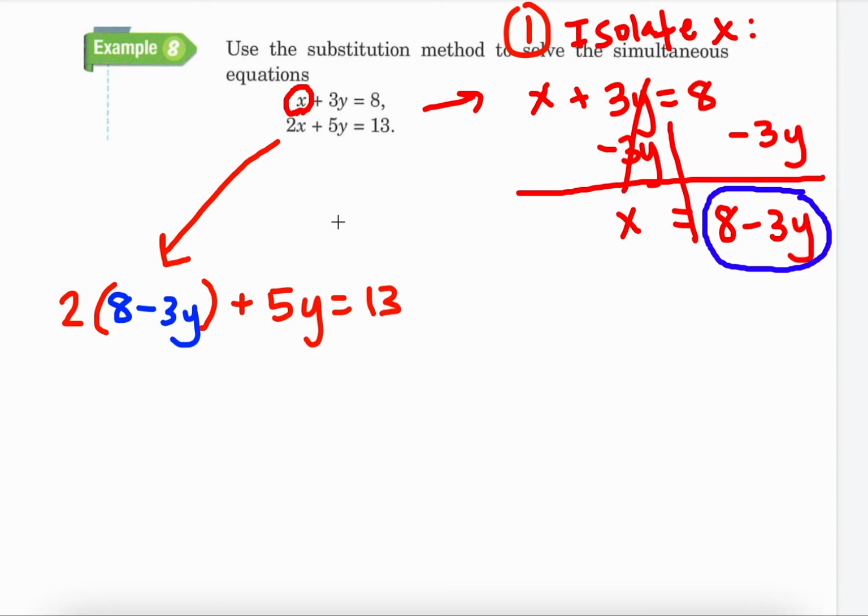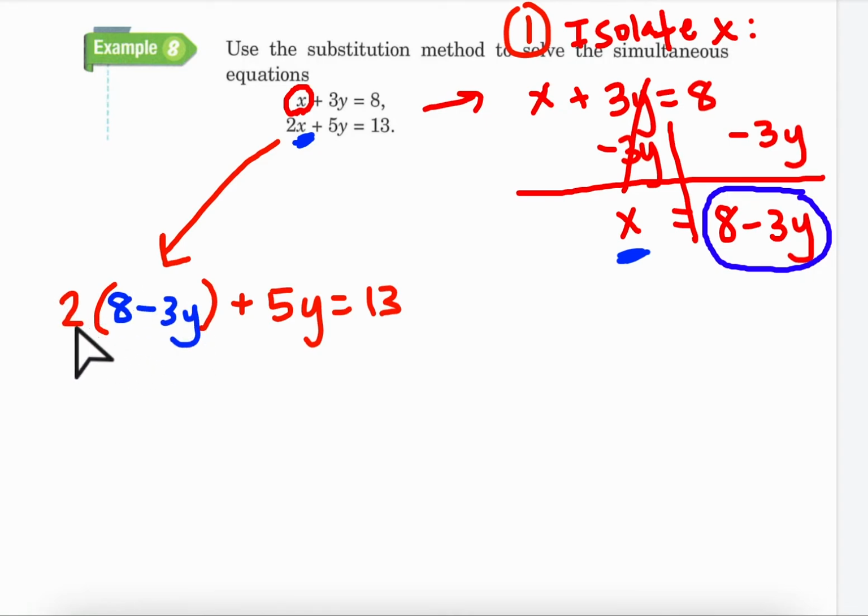So you can see that instead of this x here, I've just replaced it with 8 minus 3y because we know that x is equal to 8 minus 3y. So instead of putting x there, I can just put 8 minus 3y instead. They are equivalent to each other. This expression is equivalent to x, so I can substitute it right there because of that equal sign, okay? And I have parentheses around 8 minus 3y because they're all together.